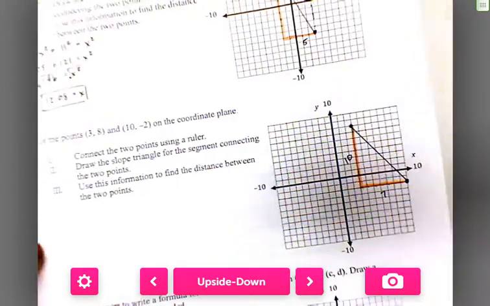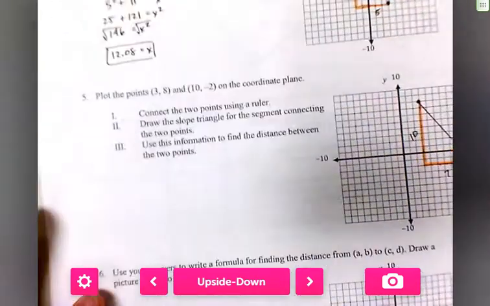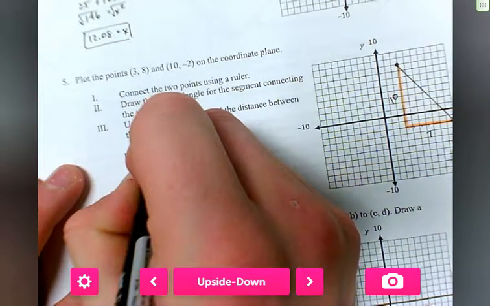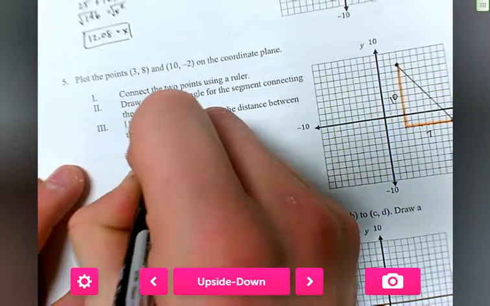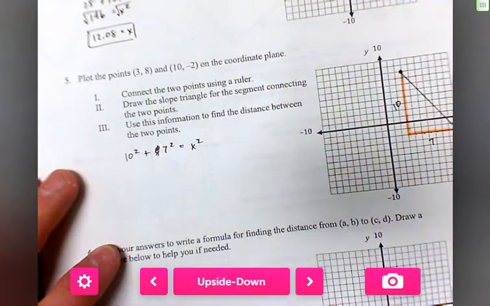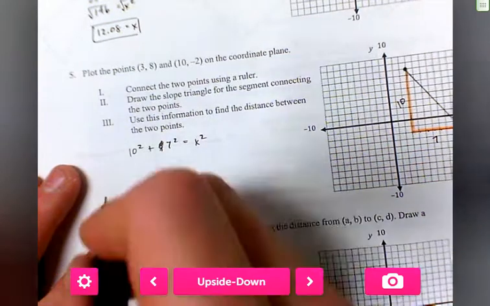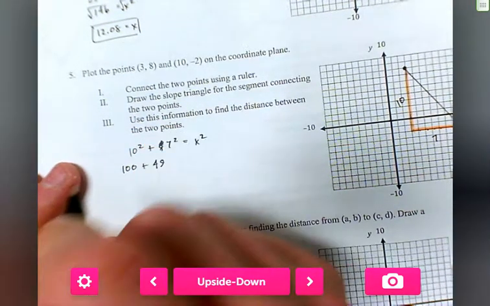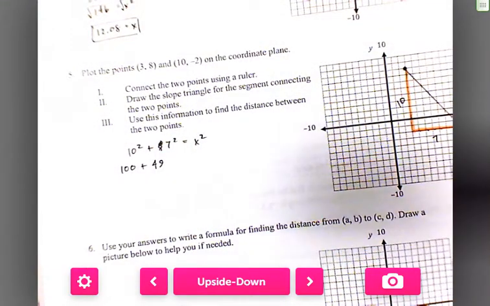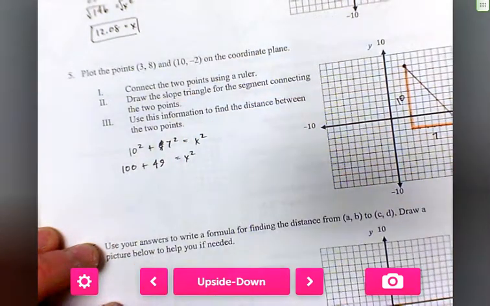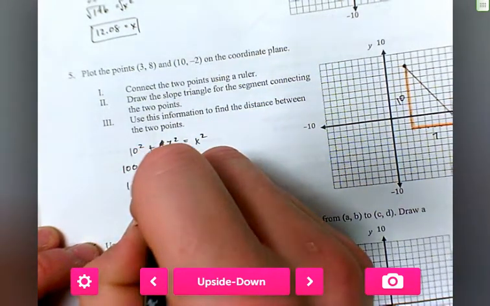Okay, so I know this is the same thing that we just did, but we're going to do it again. 10 squared plus 7 squared equals x squared. Okay, then we've got 10 squared is 100 plus 7 squared, which is 49, equals x squared. So we've got 149 equals x squared.